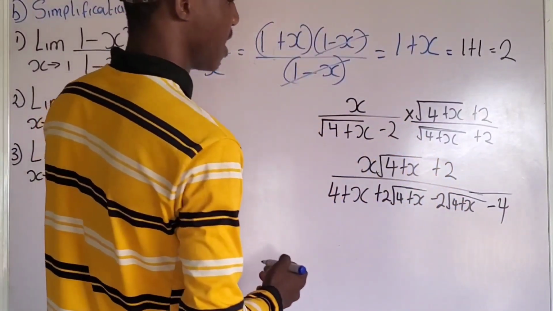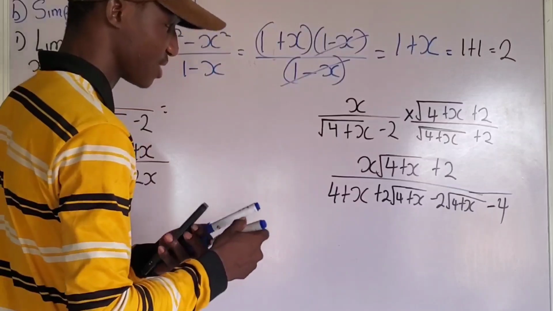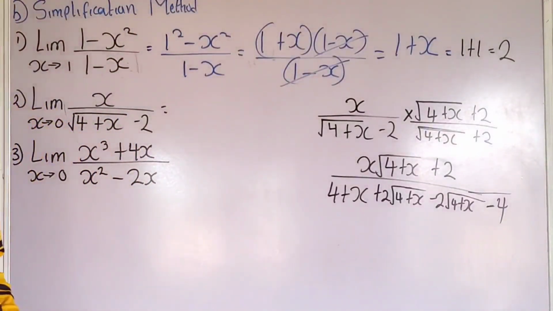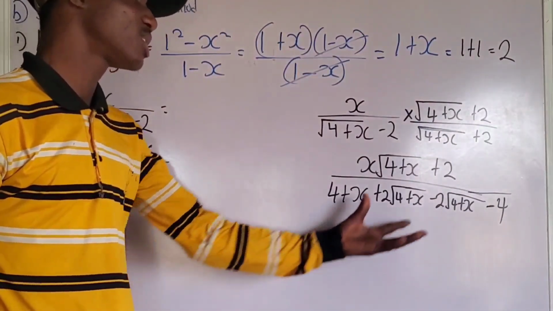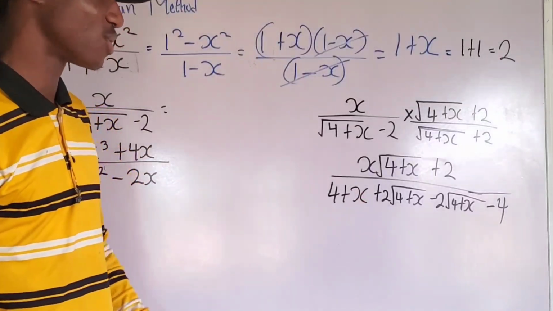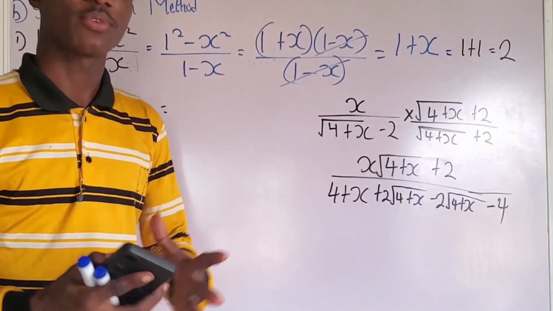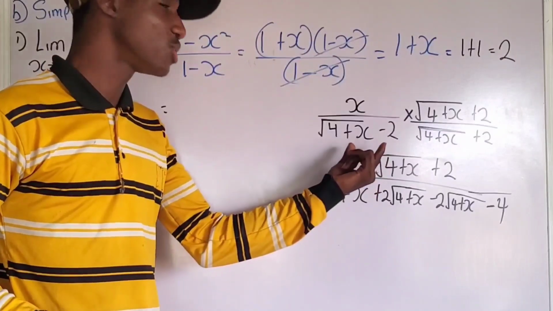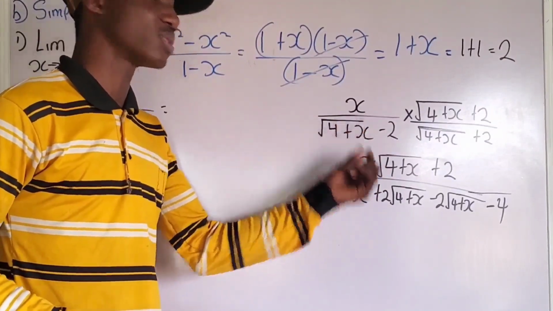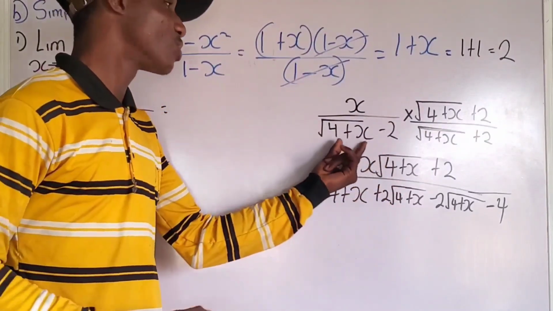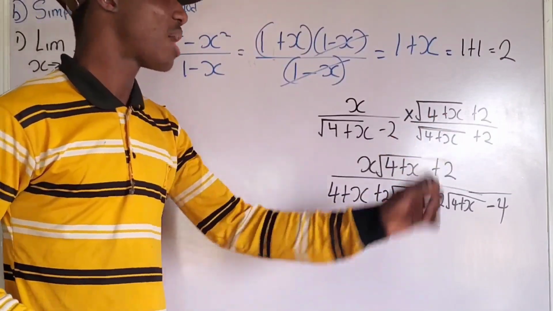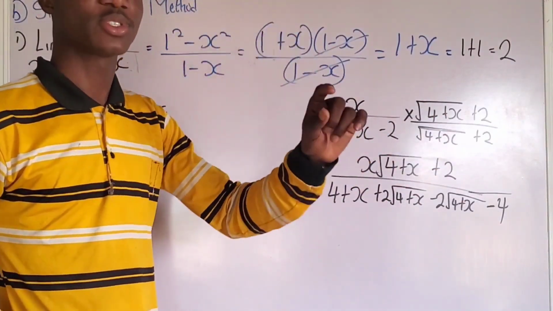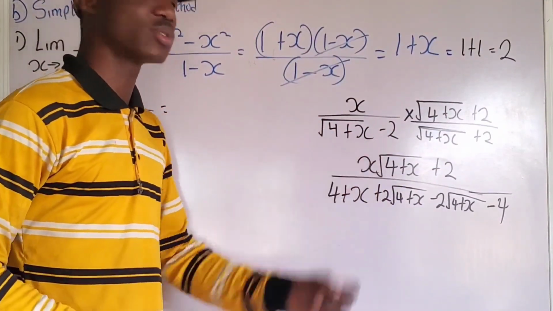Please pay attention. I show you this next step because I want you to understand it. I'm very sure you have heard of conjugate before. I take the conjugate of the denominator. The conjugate of the denominator is what? Root 4 plus x minus 2, so root 4 plus x plus 2. So I multiply both the numerator and the denominator by the conjugate of the denominator of the fraction.